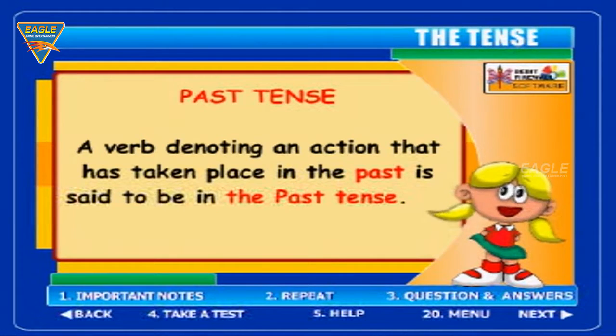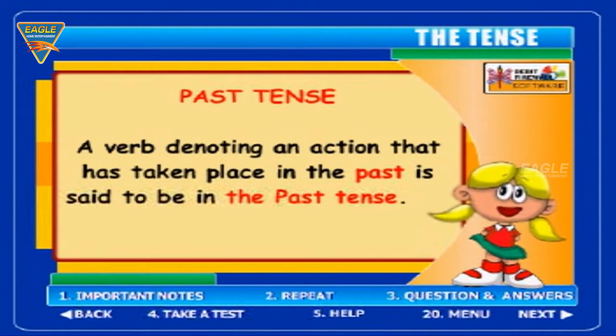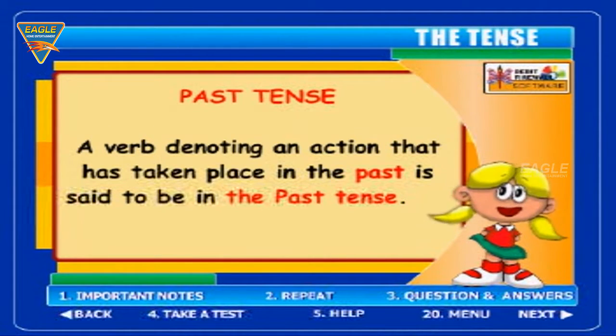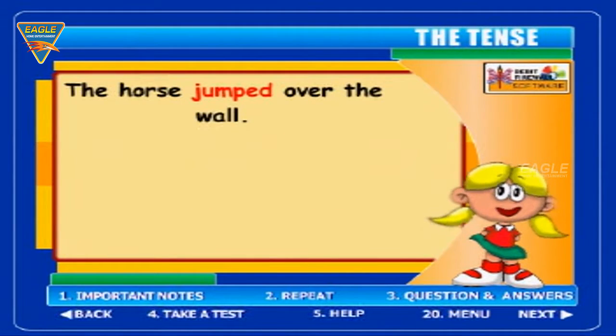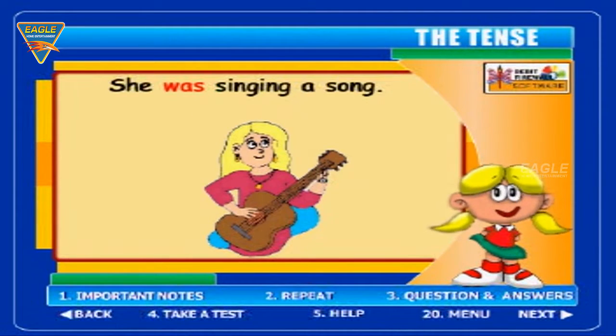Past tense. A verb denoting an action that has taken place in the past is said to be in the past tense. The horse jumped over the wall. She was singing a song.